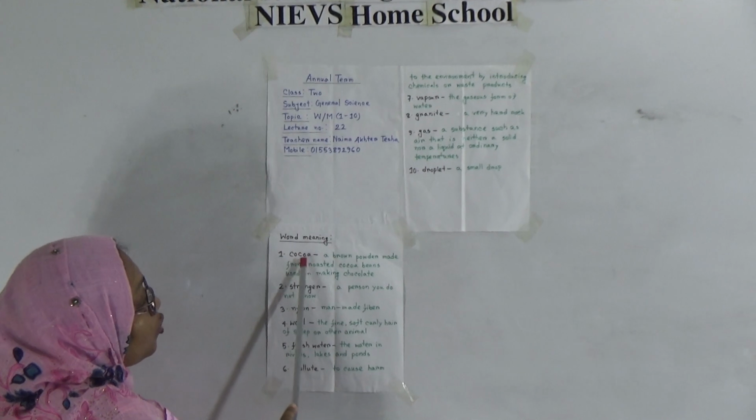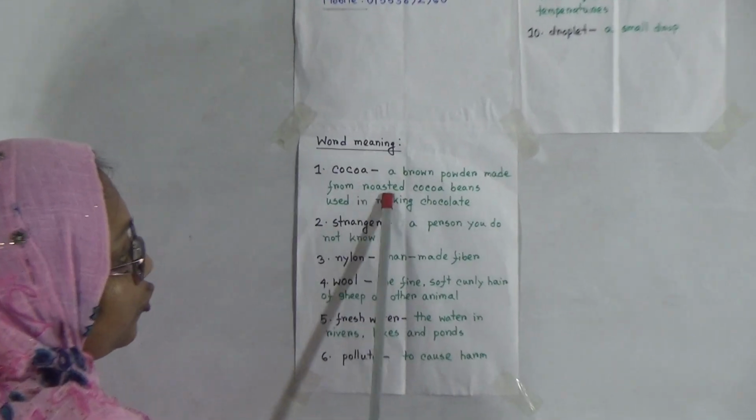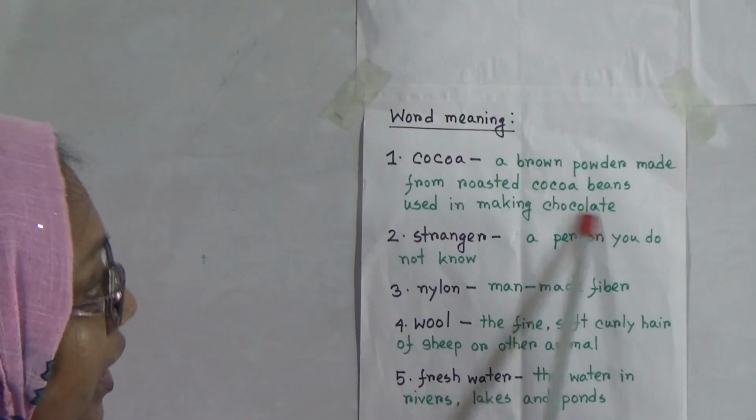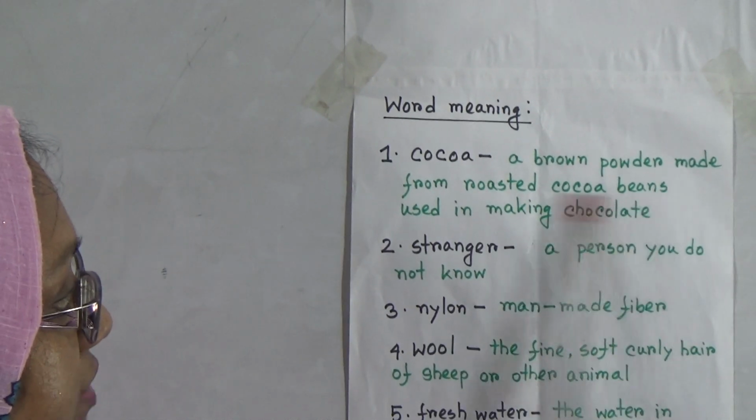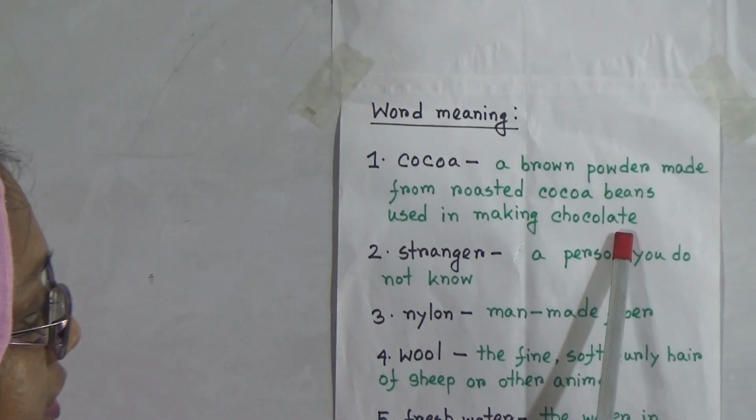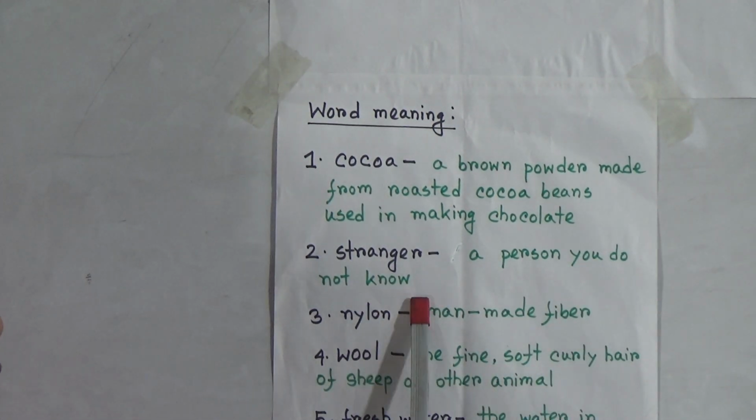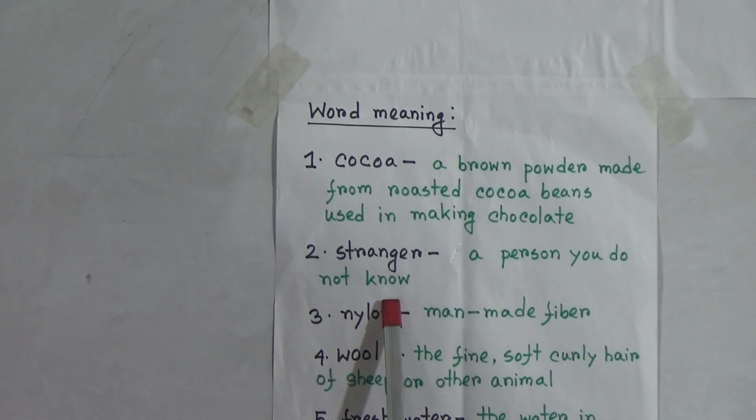Number 1, cocoa, a brown powder made from roasted cocoa beans used in making chocolate. Number 2, stranger, a person you do not know.